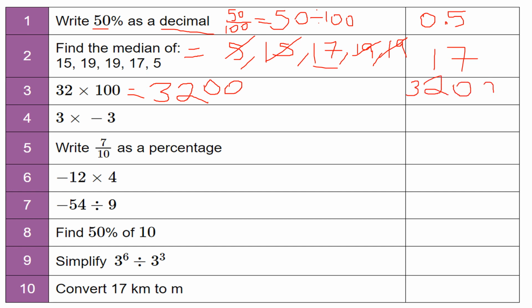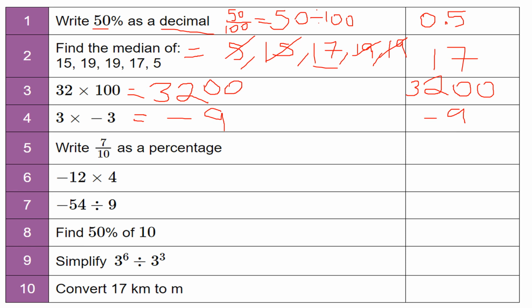Okay, for that one. This is question number 4. 3 multiplied by -3, so 3 times -3. Well, a positive times a negative, the sign of my answer is going to be negative. 3 3s are 9, so my answer is -9.